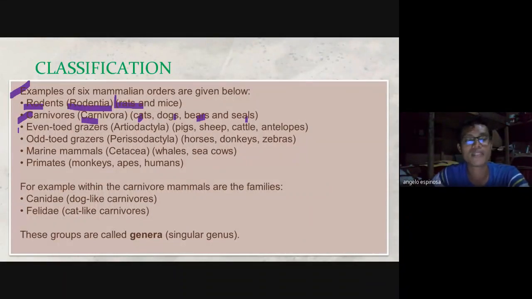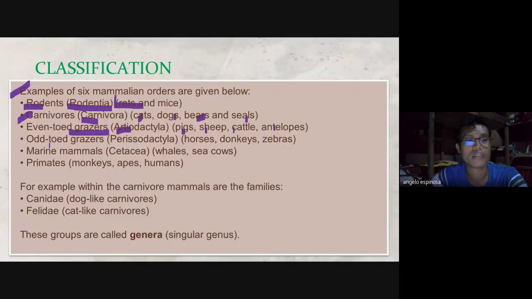Okay, so we also have even-toed grazers. Pag sinabi mong even-toed grazers, then you have your order Artiodactyla. It's not usually lumalabas sa exam yung mga orders, pero meron namang lumalabas, like rodents, carnivores, even-toed grazers. Examples of even-toed grazers are pigs, sheep, cattle, and antelopes.